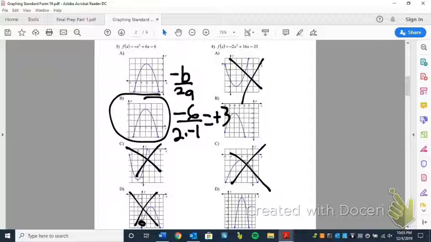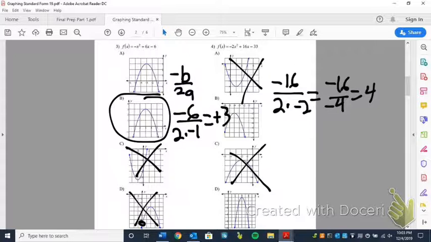We have the axis of symmetry for B is at negative 4. The axis of symmetry for D is at positive 4. So we're going to go negative 16 over negative 2 times 2, because negative b over 2a. B is 16, so we go negative 16. A is negative 2. We have 16 over negative 4 then, or positive 4, which gives us D as our answer.